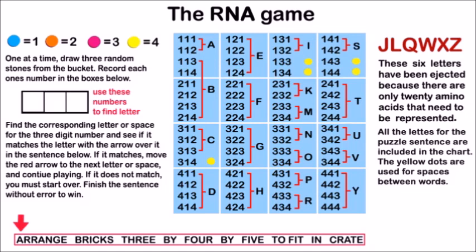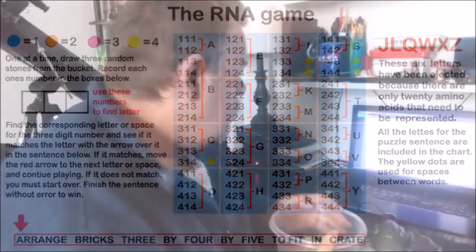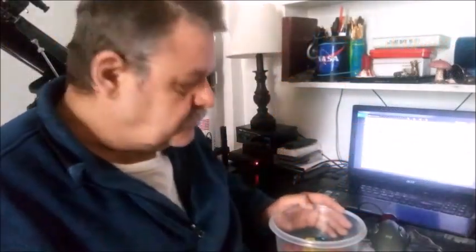The object of the game is to match exactly the code for each letter in sequential order. So for the letter A, we must have 111 or 112. Then we can move to the next letter. To win the game, we must build the entire sentence, including spaces, without error. Okay, well, let's try it.